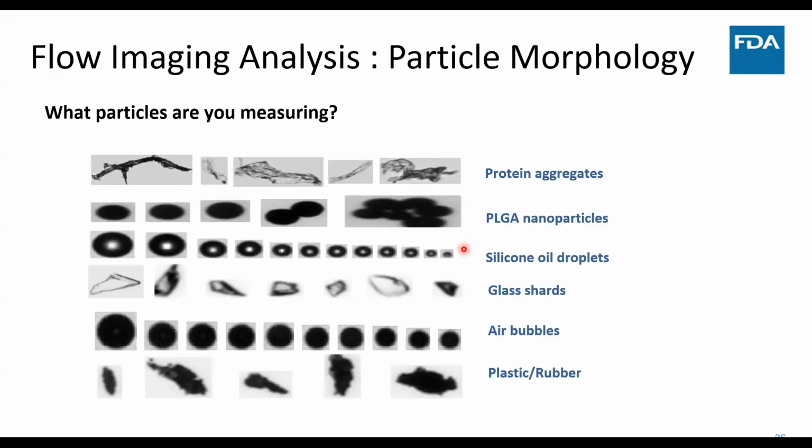The last part of our presentation. I talked about how, in addition to size, we do get morphological data. The morphological data comes from the fact that we have actual pictures or images of a particle, right? On the top, we see how protein aggregates look. We have PLG nanoparticles, silicone oil droplets, glass particles, air bubbles, plastic, and rubber, right? Based on how the particles look, it's very easy to distinguish between inherent particles and extrinsic particles in our products. That's an added advantage that we get with flow imaging that we don't get with our traditional light obscuration technique.